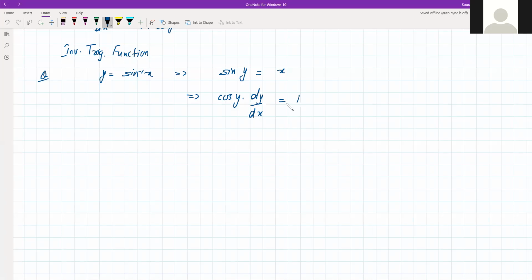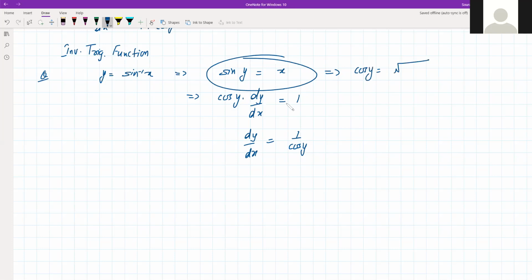So what is dy by dx here? Dy by dx is actually equals to 1 by cos y, and from this I can find what is cos y. So cos y is root of 1 minus sine square y, that is root of 1 minus x square. So dy by dx is equals to 1 by root of 1 minus x square. This is an important result.